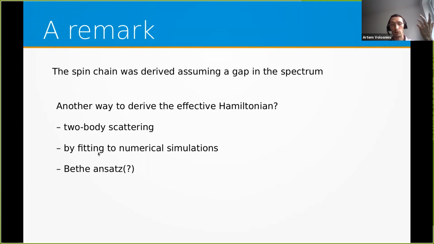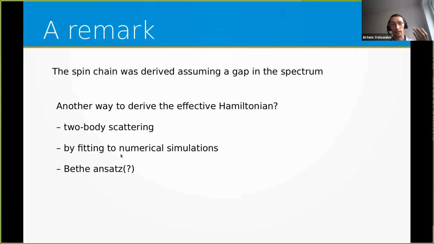So that's basically what I showed you on the previous slide, where we see that our results are in agreement with some numerical simulations. Another way would be just to say that everything here comes from the two-body scattering. And then, again, we should say that the phonons are much faster. So it's really, again, spin dynamics that matters. And then we could derive a similar Hamiltonian.